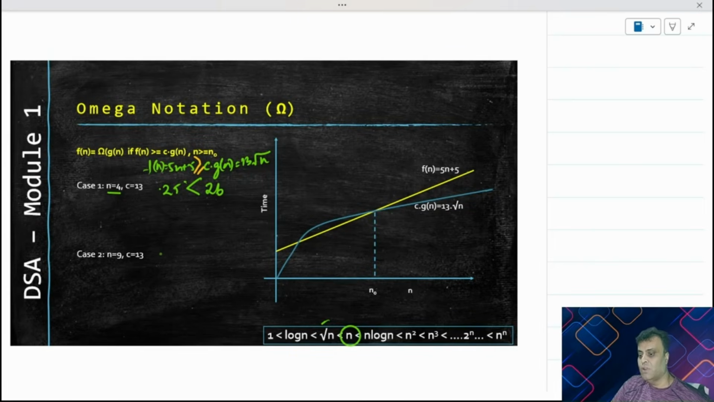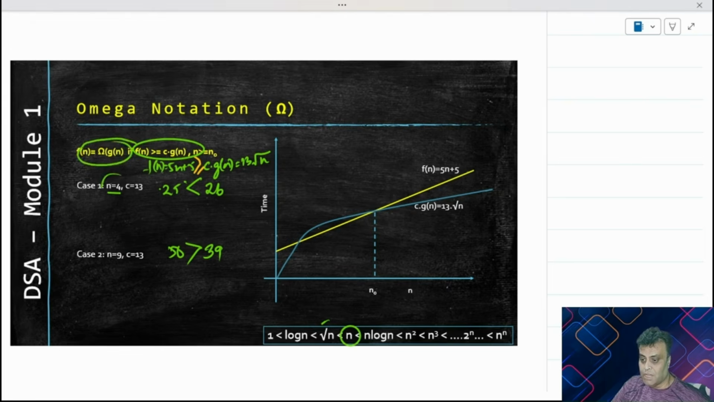If we put n equal to 9, then 5 9s are 45 plus 5 is 50. And we have 13 root n, n is 9, root is 3, so 3 3s are 9, 3 1s are 3, so this is 39. So we have 50 greater than 39, which means we have satisfied this equation.